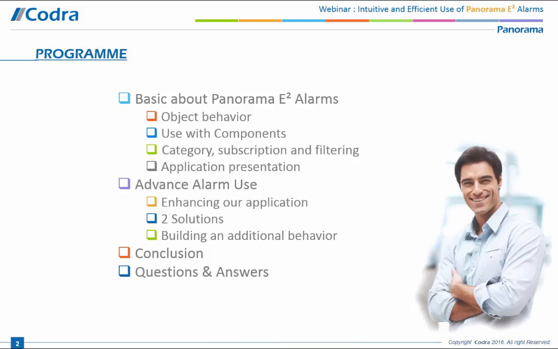So today's presentation is split in two main parts. The first one presents Panorama E² and its alarm principles. This part will end with a demo application, a presentation of the application, and a basic use of alarm features, and of course how it is built in Panorama E². Then the other part is an advanced use in Panorama E². We show you two ways to add a pop-up view according to an alarm. Then we'll build live one of these behaviors. At the end, a summary will be presented, and I'll finish the presentation with a reminder about the importance of alarm management. And finally, we will deal with your questions.